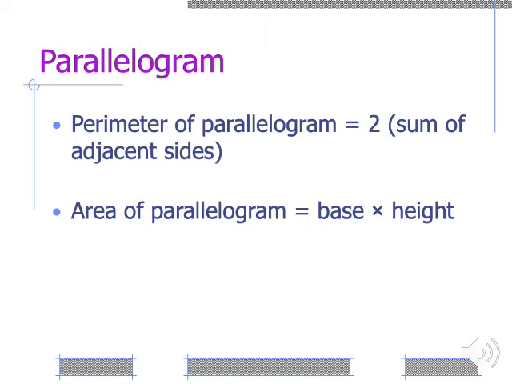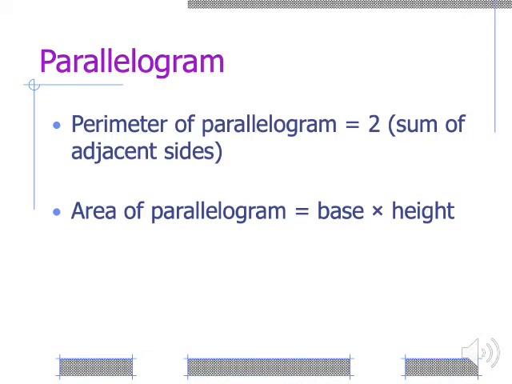Parallelogram, if you would like to find the perimeter of it, this is the same as the rectangle. Of course, they are the same as the rectangle, only that in a parallelogram, no angle is a right angle. So we have a pair of acute angles and a pair of obtuse angles. So the sides are slanting, that's why the angles are not right angles. But the formula of finding the perimeter is just the same as with the rectangle. It's twice the sum of the adjacent sides.